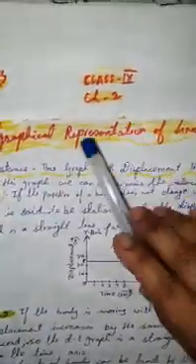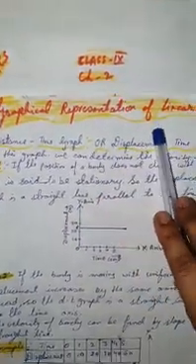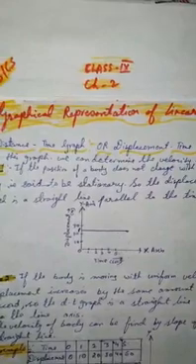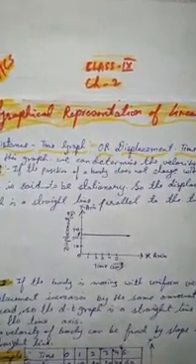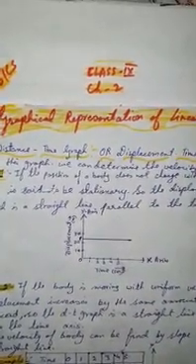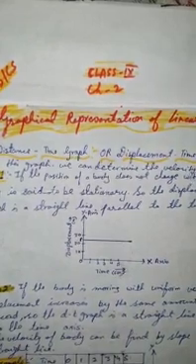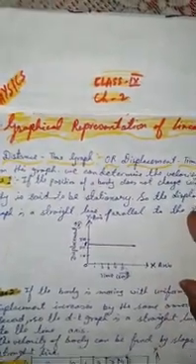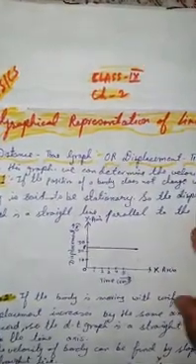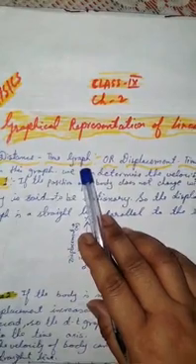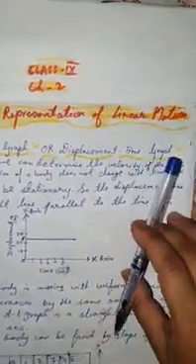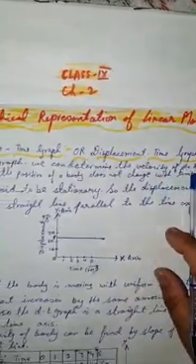Chapter 2. The new topic, graphical representation of linear motion. If a body moves in a straight line path, its motion is in one dimension and it is called linear motion or rectilinear motion. A linear motion can be studied with the help of three graphs, that is the distance time graph, or we can say displacement time graph, velocity time graph and acceleration time graph.